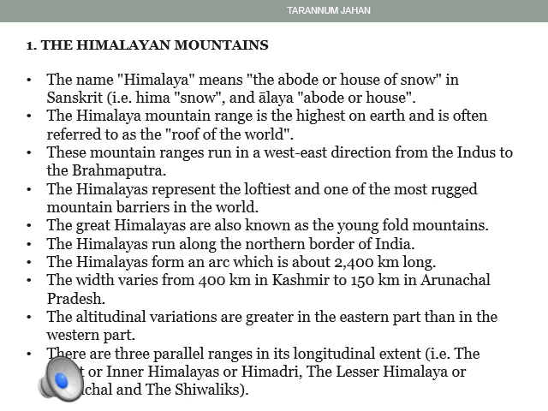The Himalayas run along the northern border of India. The Great Himalayas are also known as the Young Fold Mountains, and these are three parallel ranges in the longitudinal extent: the Great or Inner Himalayas, also called the Himadri, the Lesser Himalayas or the Himachal, and the Shivaliks. Now let's discuss the three parallel ranges of these Himalayas. I'll also show on the map where we find the Himadri, Himachal and Shivaliks.